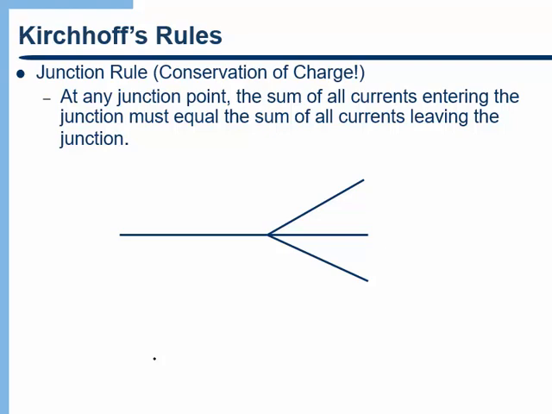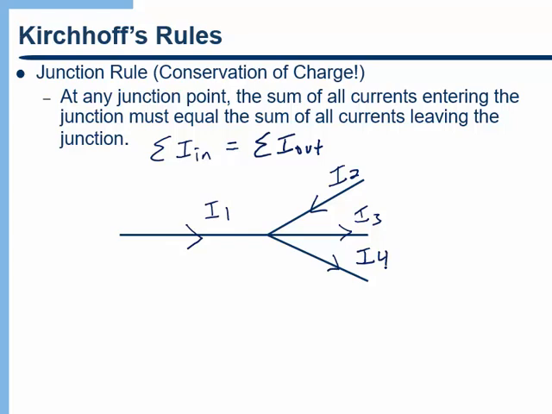The Junction Rule basically says something that we've already been saying. It says that the sum of the currents coming into a junction is equal to the sum of the currents going out of the junction. Well, we've already been assuming that. In other words, if, let's say, current 1 and current 2 are coming into this junction, and current 3 and current 4 are going out of the junction, all we're saying is that I1 plus I2 is equal to I3 plus I4.